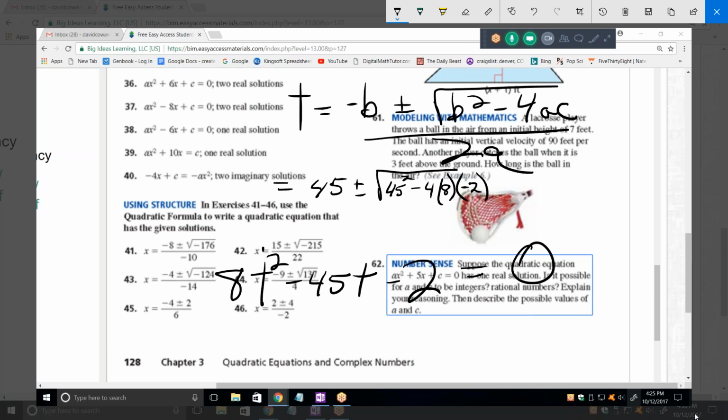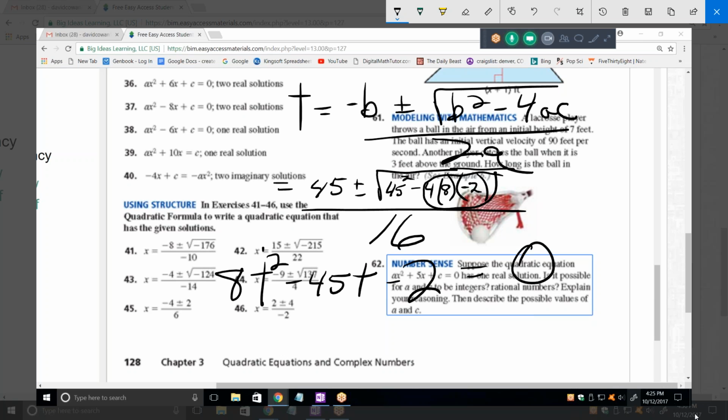Now, let's talk about that for a second. Remember what I said. I always tell everybody to do that first. And the reason is that we're looking at 2 negative signs here. Really, really easy to make a mistake. So if you do the 4 times the 8 times the negative 2 and then subtract that number from 45 squared, you'll have the answer. Okay, and of course this is all over 16.